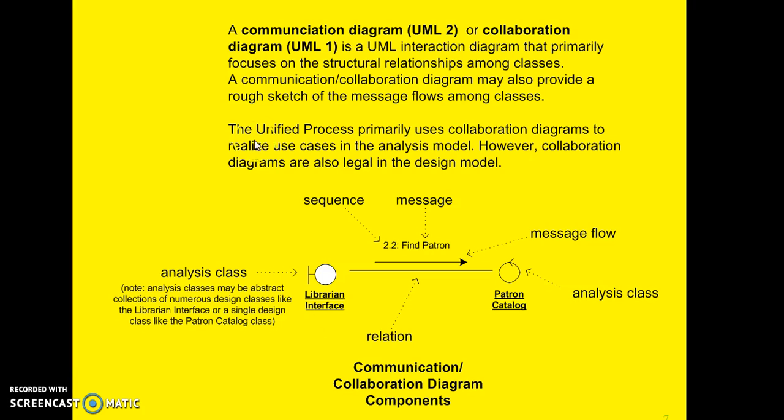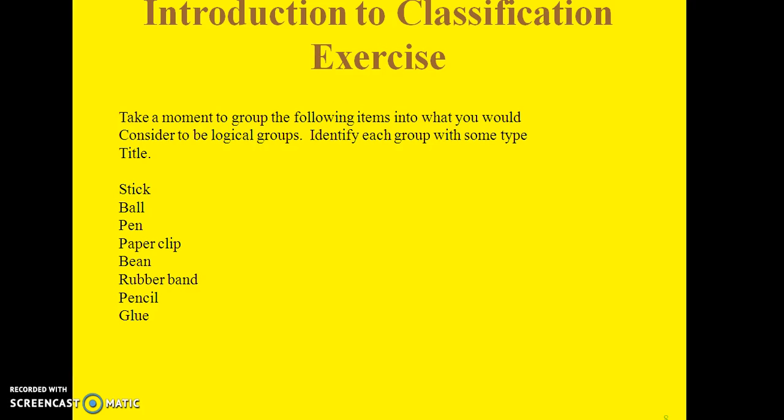a collaboration diagram. So a sequence diagram mainly consists of sequences, messages and the communication between classes. Here an entity class is communicating with the control class. So this is called the communication or collaboration diagram components.